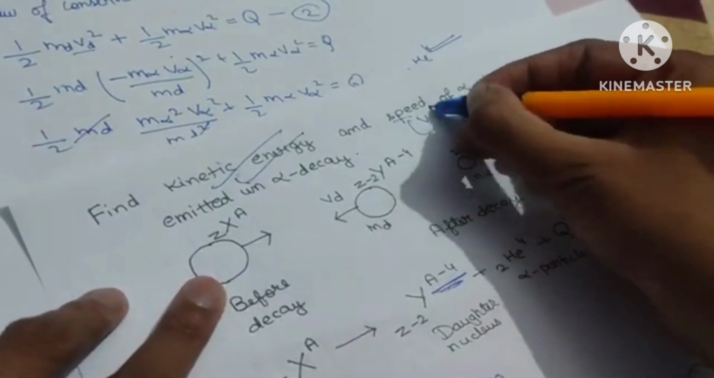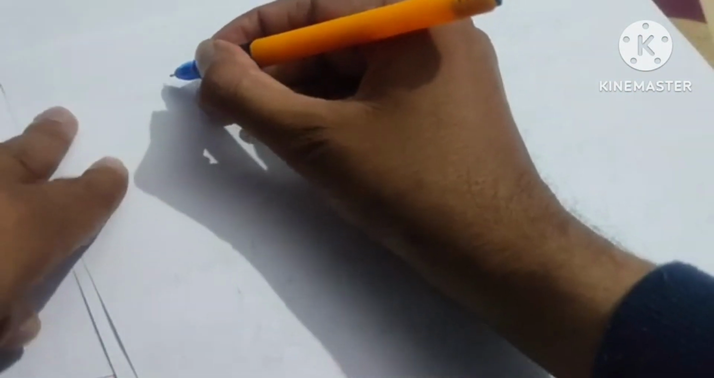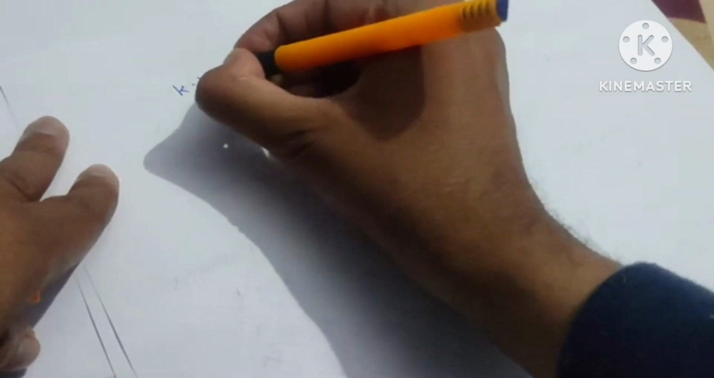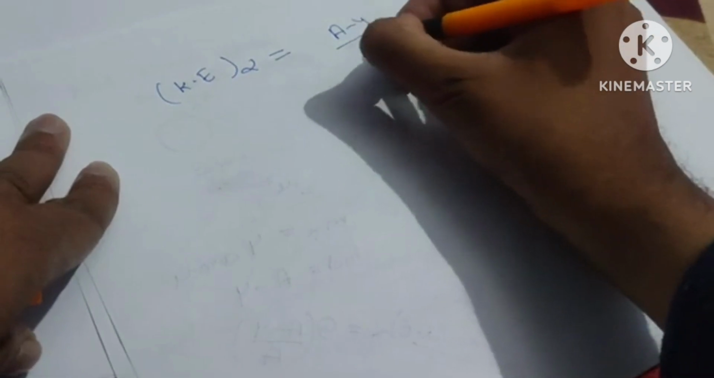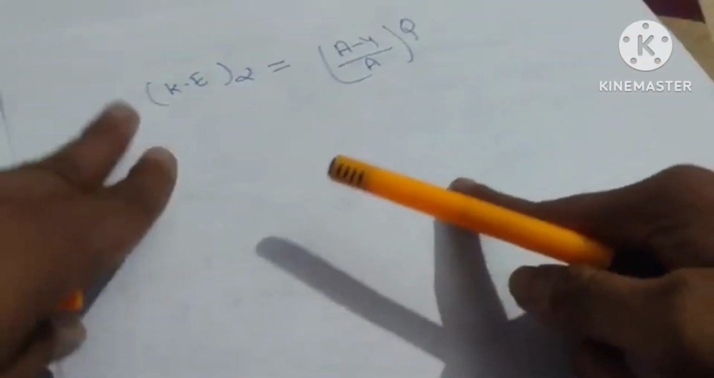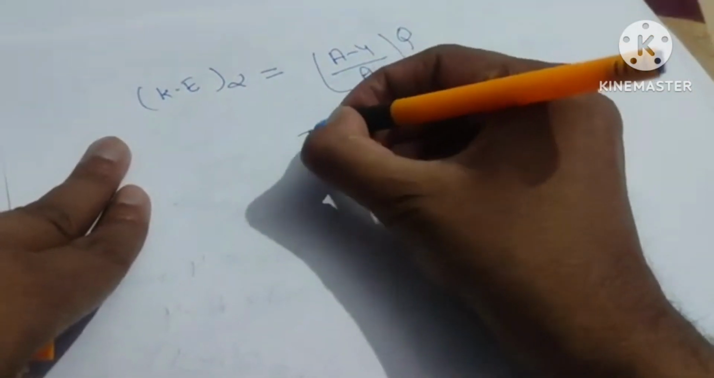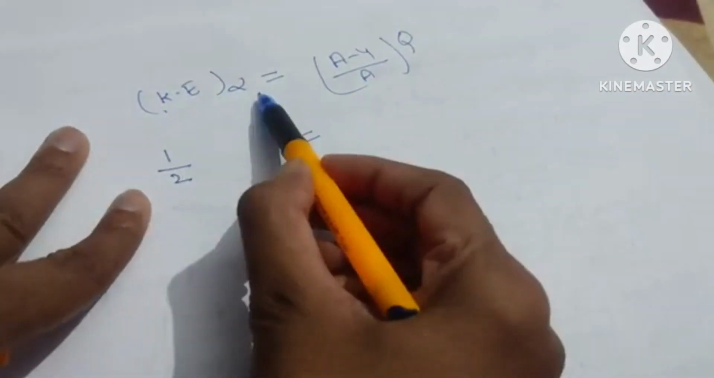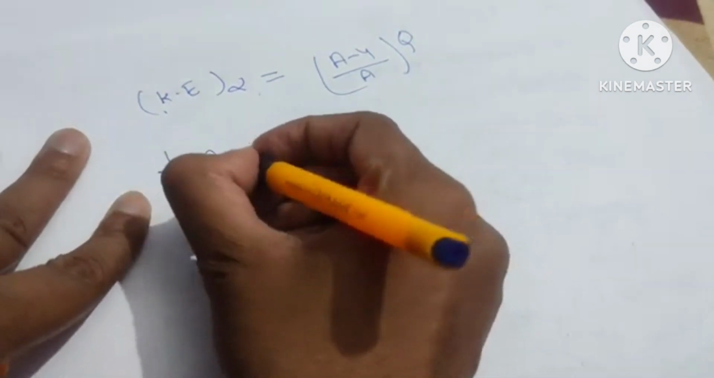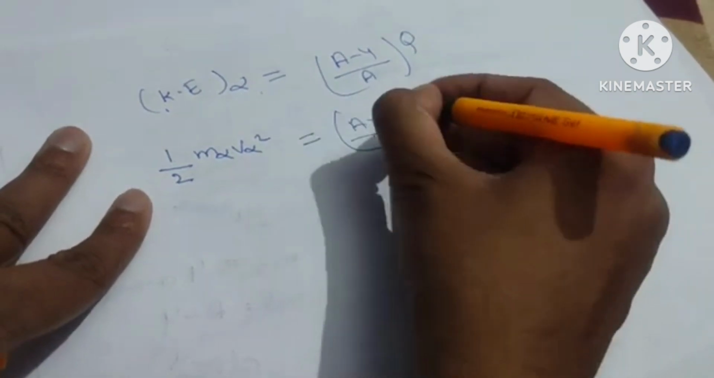Now we'll find the speed V alpha. What we found from the previous is Ke alpha equal to (A minus 4) by A times Q. Now we'll write it in the proper form: Ke alpha means half m alpha v alpha square is equal to (A minus 4) by A into Q.